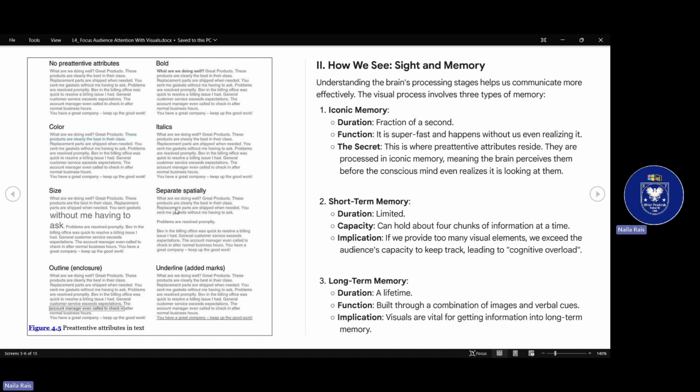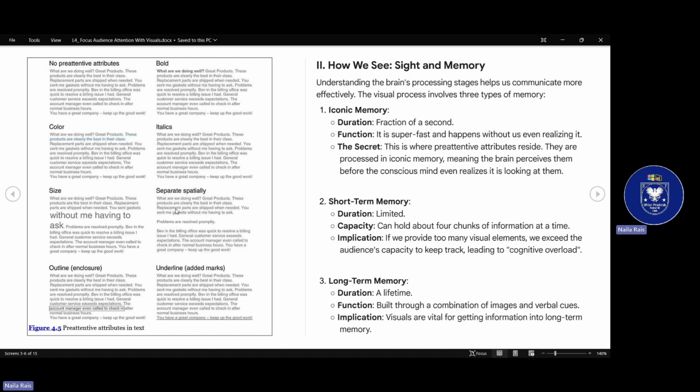But if I look at the second one, which is bold, what are we doing? Well, I got that. I clearly caught it. If I look at color, what are we doing? Well, great products. These products are clearly the best in the class. Even without reading this, my eyes will first go to the colored text. If I look at italics, what are we doing? Well, great products. These products are clearly the best in the class. But after that, I see there's italic text: replacement parts are shipped when needed. So my eyes can clearly distinguish the difference and it creates a focus on italics.